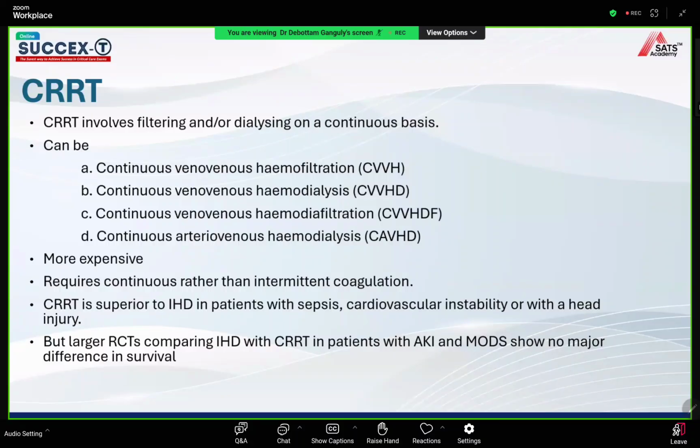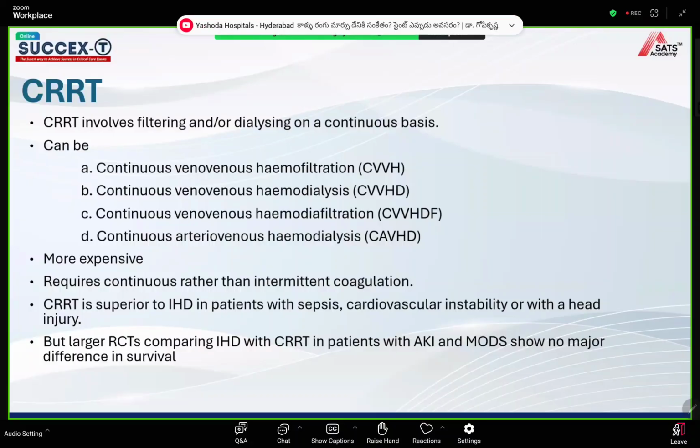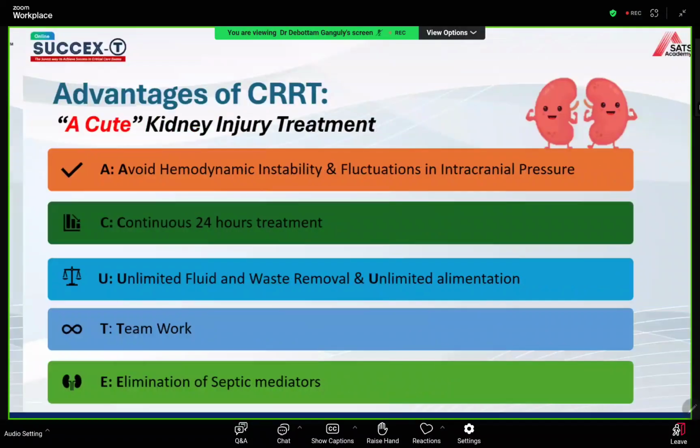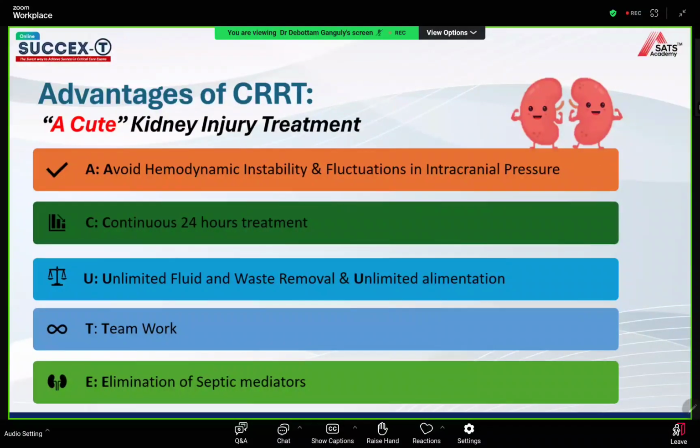CRRT is superior to ISD in patients with sepsis, cardiovascular instability, head injury or raised ICP, hepatic encephalopathy, all these scenarios. But if you go through the trials and evidence, if you compare ISD with CRRT in patients with AKI and multi-organ failure, there is no measured difference in survival. Then what is the advantage of CRRT?